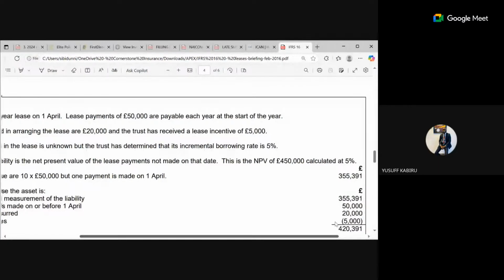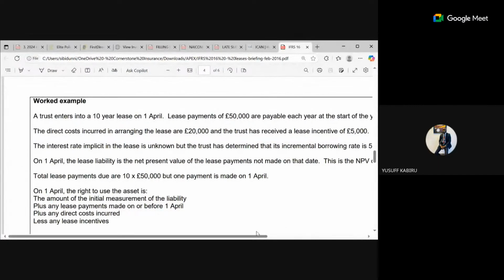Like I told you, most of what you will need, they will give you. What they are really interested in is the liability part.